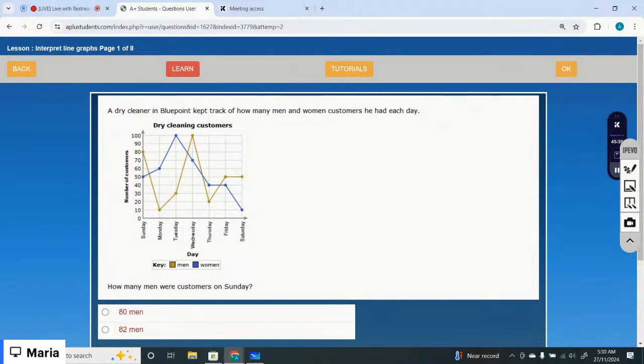A dry cleaner in Blue Point kept track of how many men and women customers he had each day. How many men were customers on Sunday? Here is Sunday. Men, 80. Option number 1 is the correct option. That is 80 men.